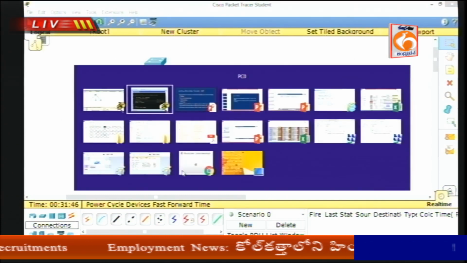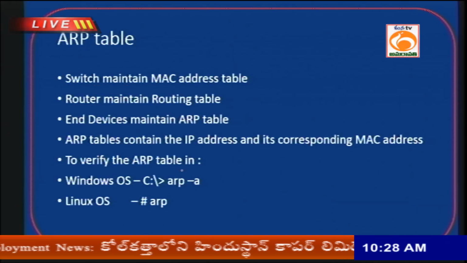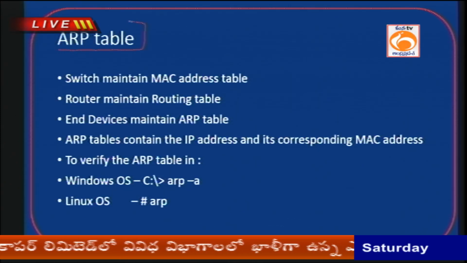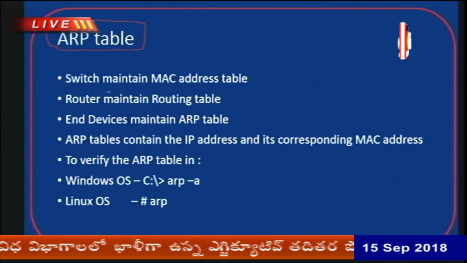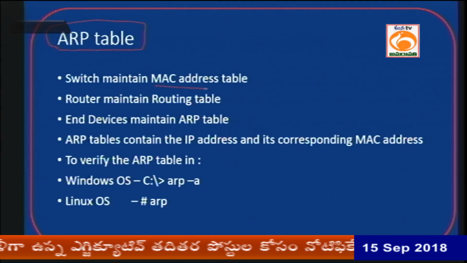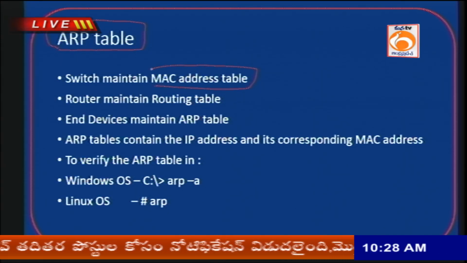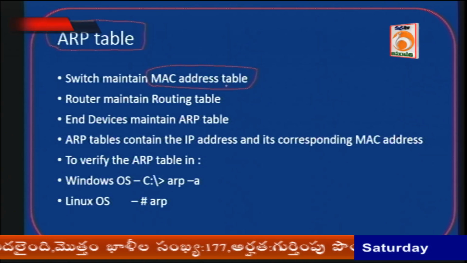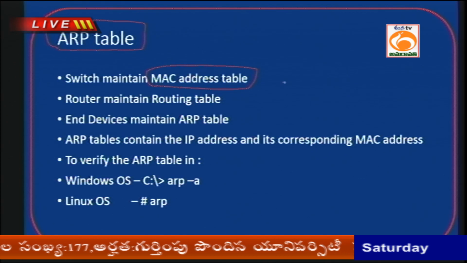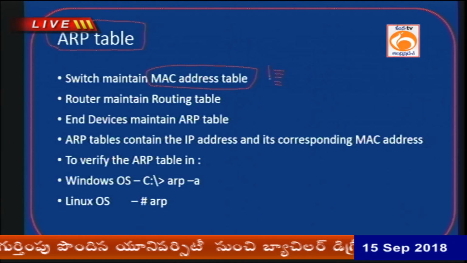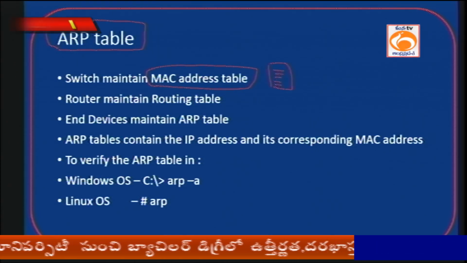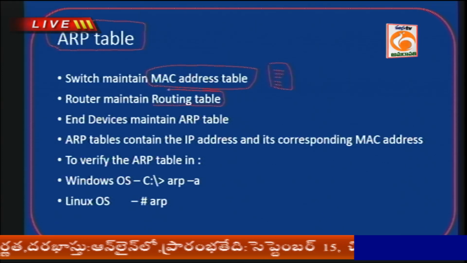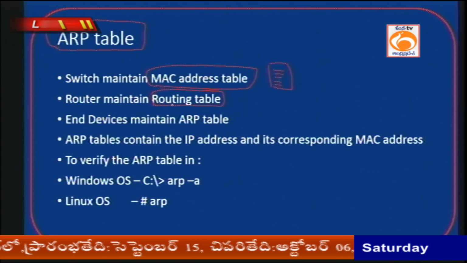So, let us look at the ARP table information. What does an ARP table contain? The switch maintains a MAC address table. We have seen this in the previous session, how the switch builds the MAC address table. It will be empty by default and as and when the user sends data, the entries will be filled in the MAC address table. The router will maintain the routing table. This we will see shortly in the next sessions. We will be watching the routing table output.